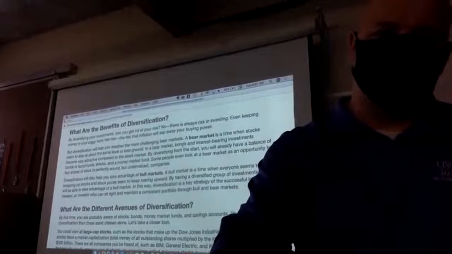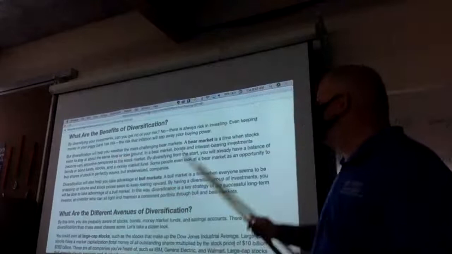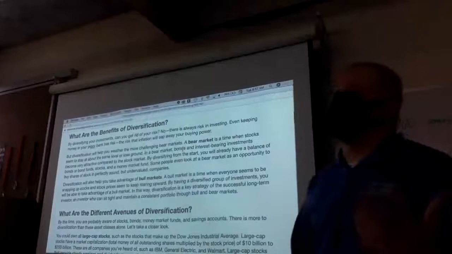As far as what are the benefits of diversification, they actually go over the definitions of a bear market. So a time when stocks seem to stay the same or the same level or lose ground, that's considered to be a bear market. Diversification also helps you take advantage of bull markets. So basically when the stock market is good.